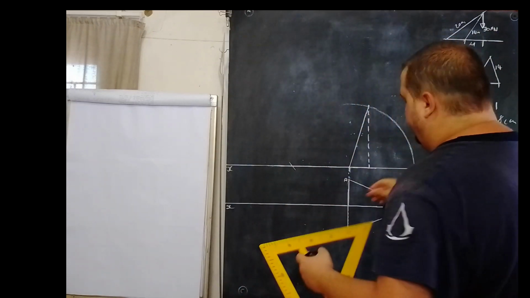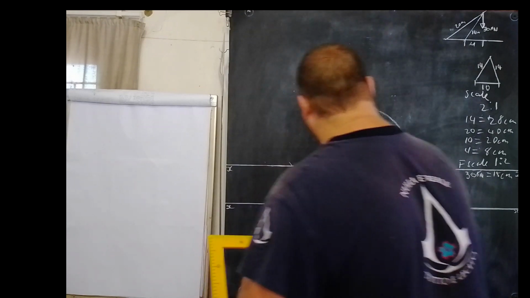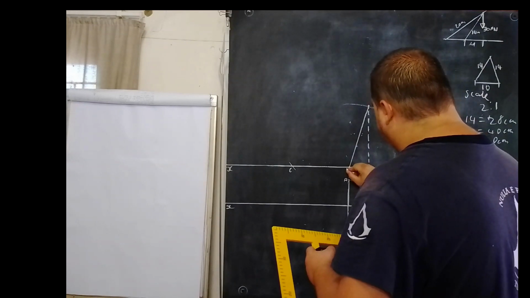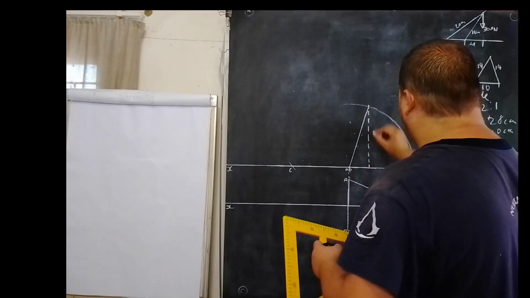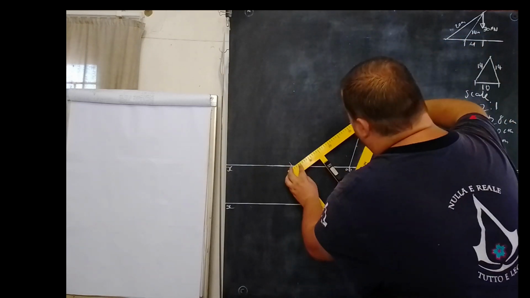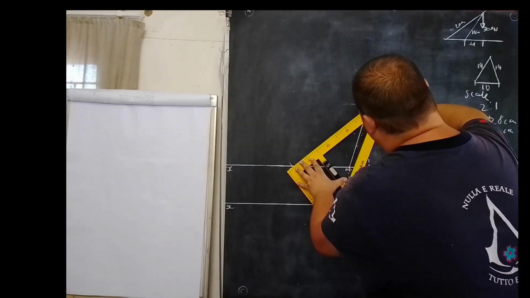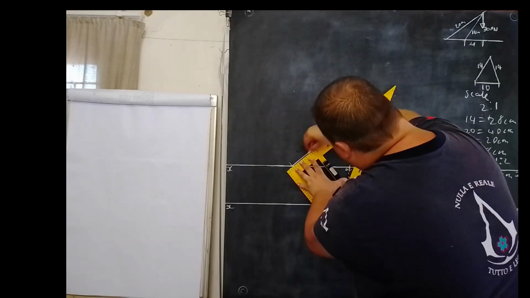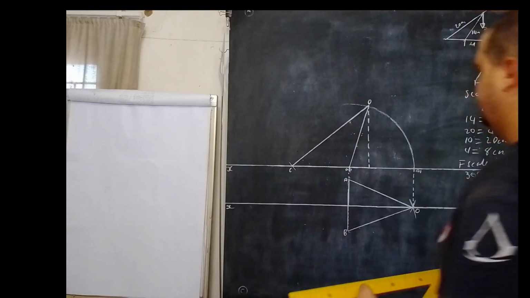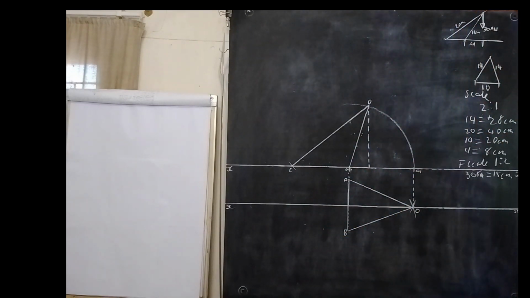Right. Now this point is C. This point is O1. This is A1. That doesn't have a point. And this is O. So CO. CO must have a point.